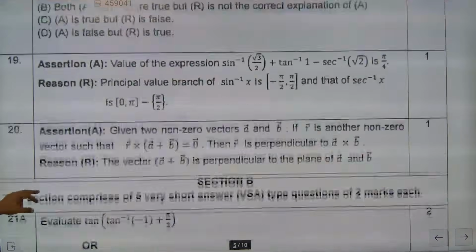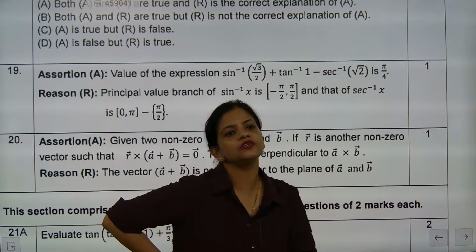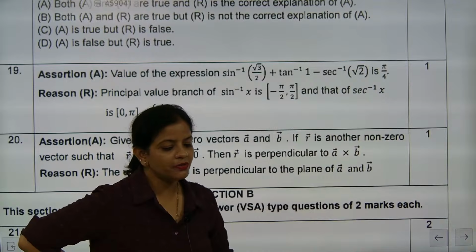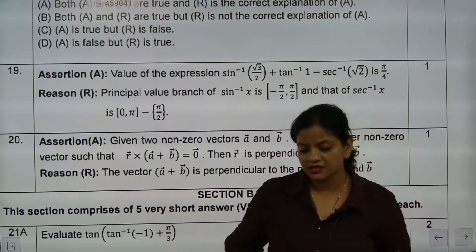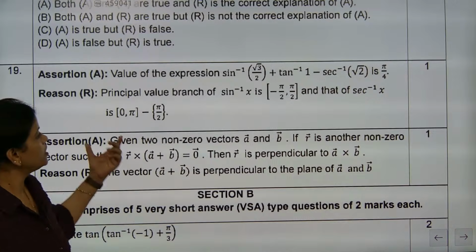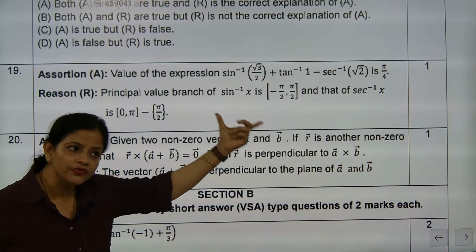Now the next part, assertion reason. What we did not expect was that inverse trigonometry would come in MCQs. Understood or not? Inverse trigonometry will come in. Sadhana, very nice decision to come to class. Thank you so much. So now look here. This is a formula-based part. In assertion reason, they are asking about inverse trigonometry.